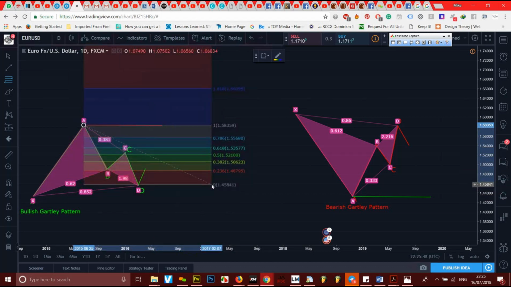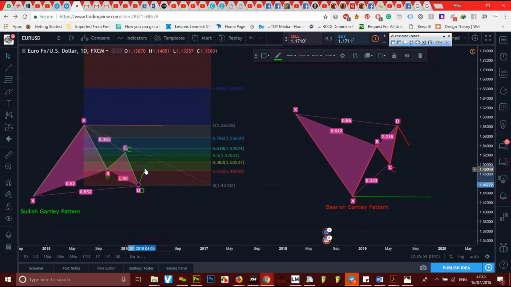Your target, my first target, like I normally do, is my 38.2. That is my first target. And my second target is my 61.8, if I do choose to take a second target, but my first target is always that 38.2.